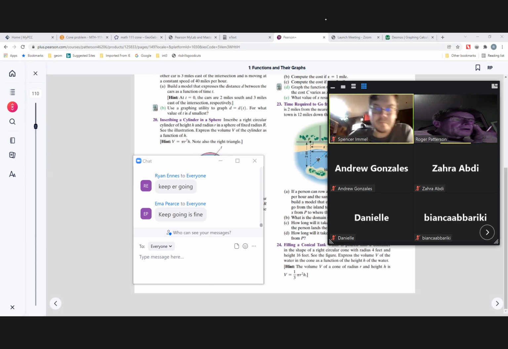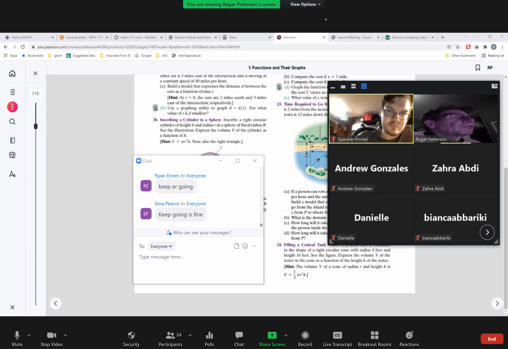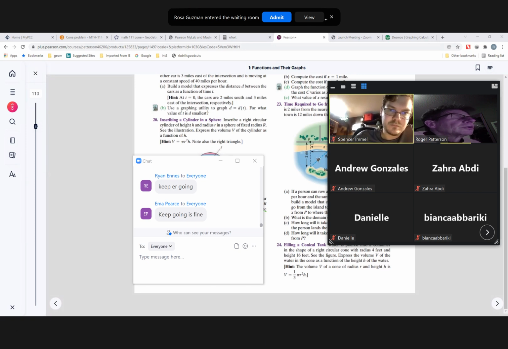And a radius of r. So here's the radius. They use a little r for that. So we have a little h, little r. That's our cylinder. It's in a cone of fixed radius, which means that this isn't going to change. And a fixed height, which means this isn't going to change. See the illustration. Express the volume of the cylinder as a function of little r. Hint, volume equals pi r squared h.